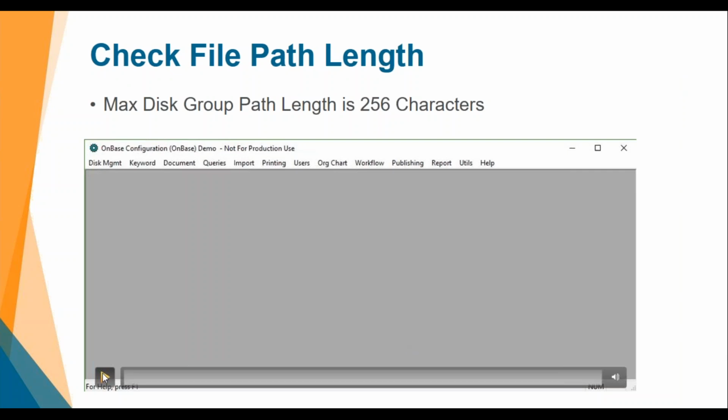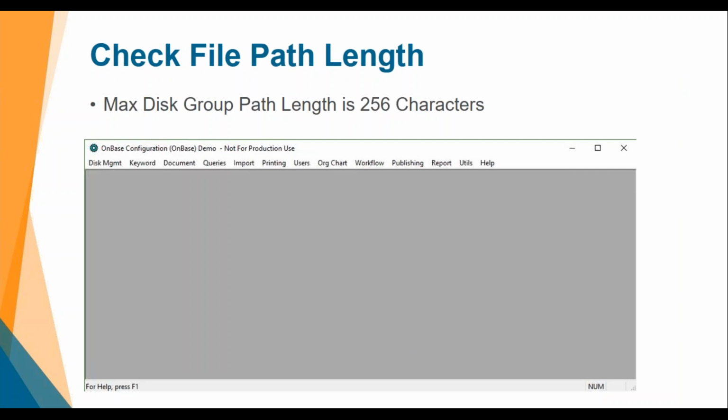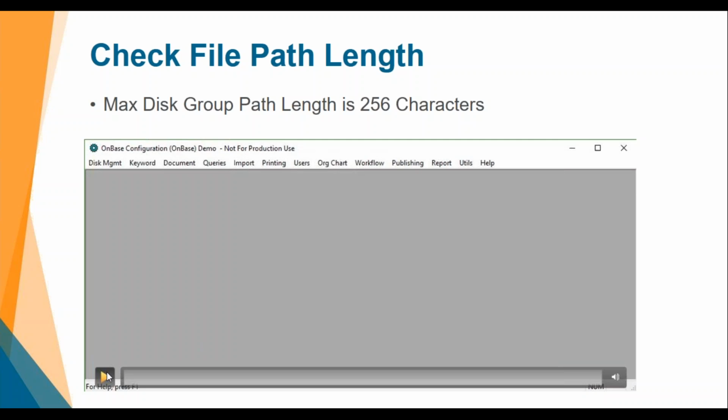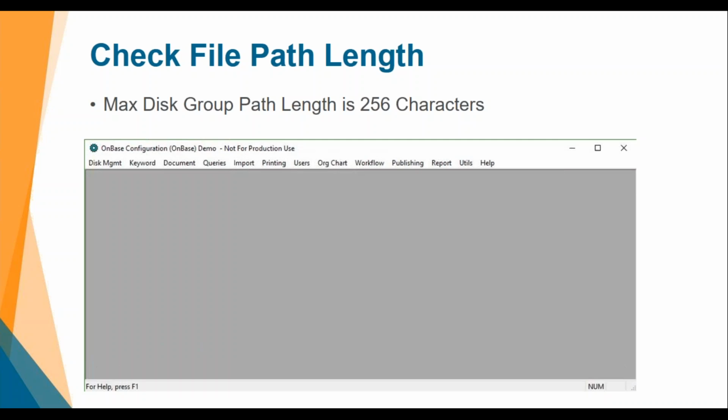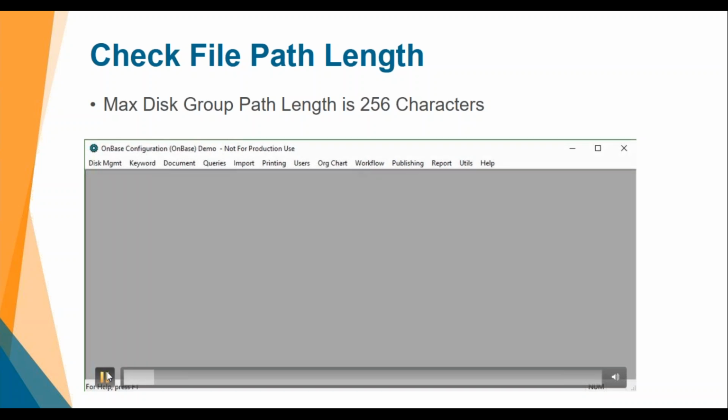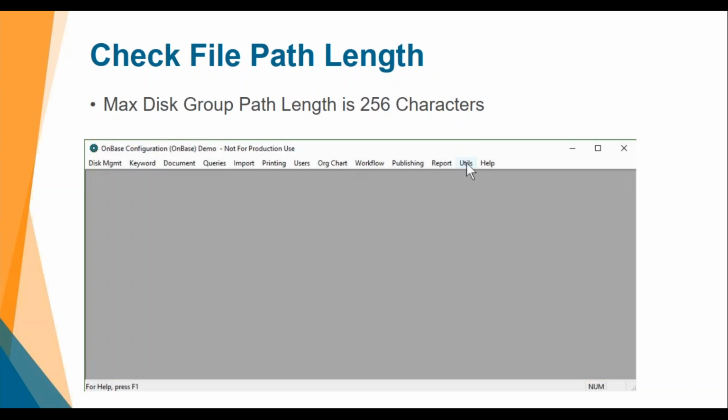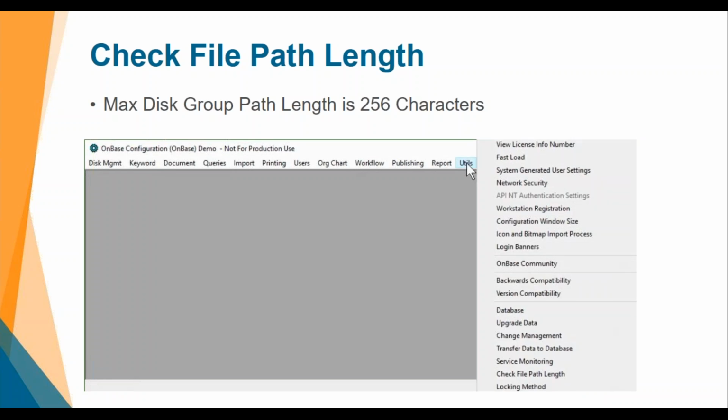The check file path length. So there is a 256 character limit to the length of your disk group paths. So many of you probably don't make them that long, but it is something to keep in mind. This process will allow you to actually check them to verify.